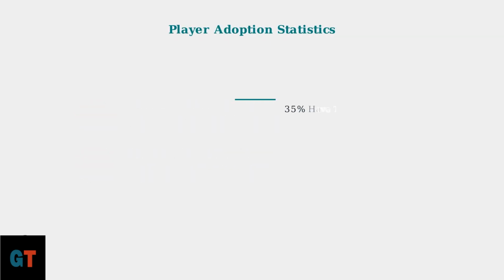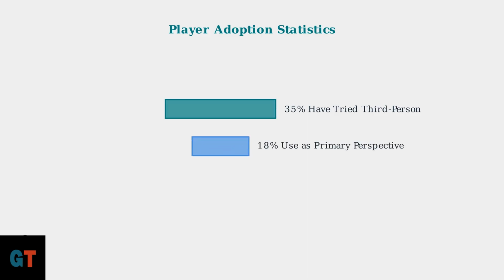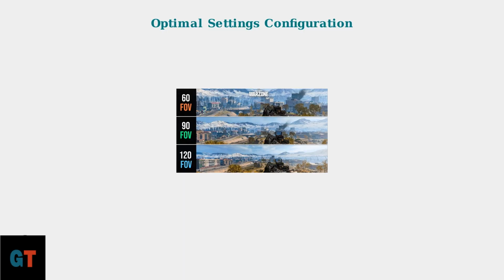Community data shows interesting adoption patterns for third-person mode. About 35% of Zombies players have experimented with third-person perspective. Of those who tried it, 18% now use third-person as their primary perspective, showing that while many experiment with it, fewer adopt it permanently. To get the best experience in third-person mode, specific settings adjustments are recommended.